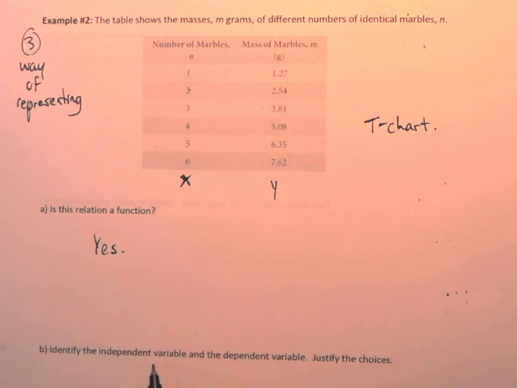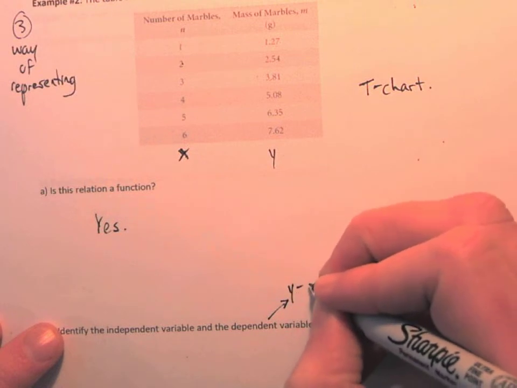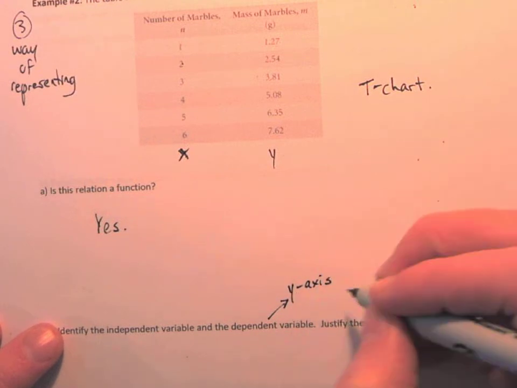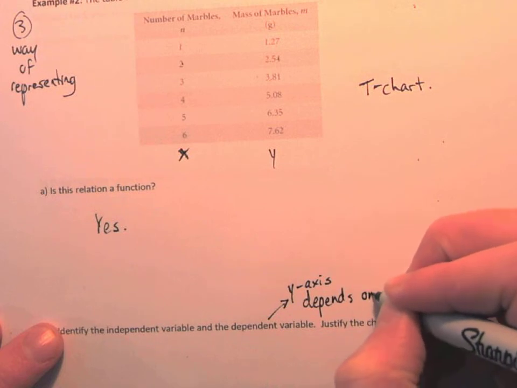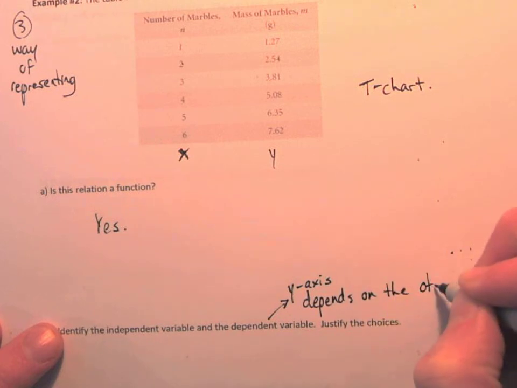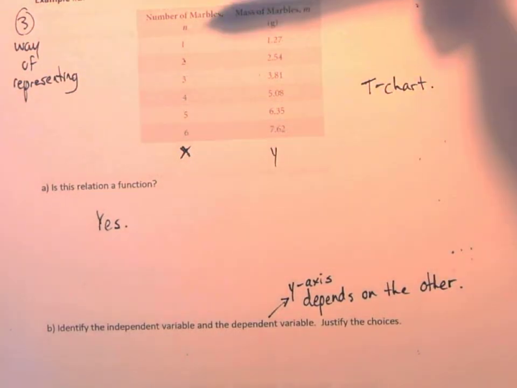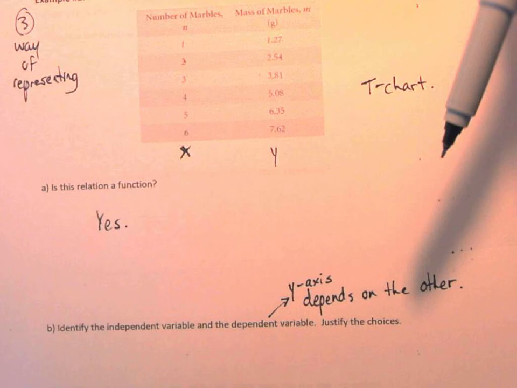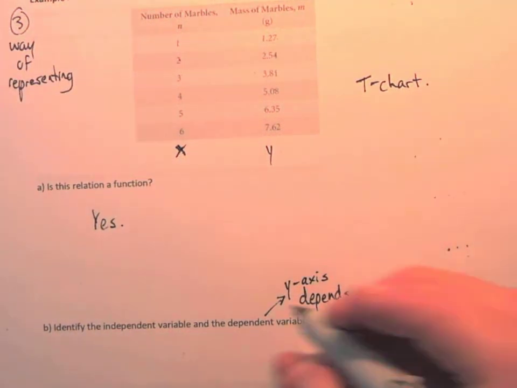Okay. Identify the independent variable and the dependent variable. So the dependent variable is always the y-axis, and it means it depends on the other. So if we look here, number of marbles, n, or mass of marbles, what you ask yourself is, which one depends on the other?